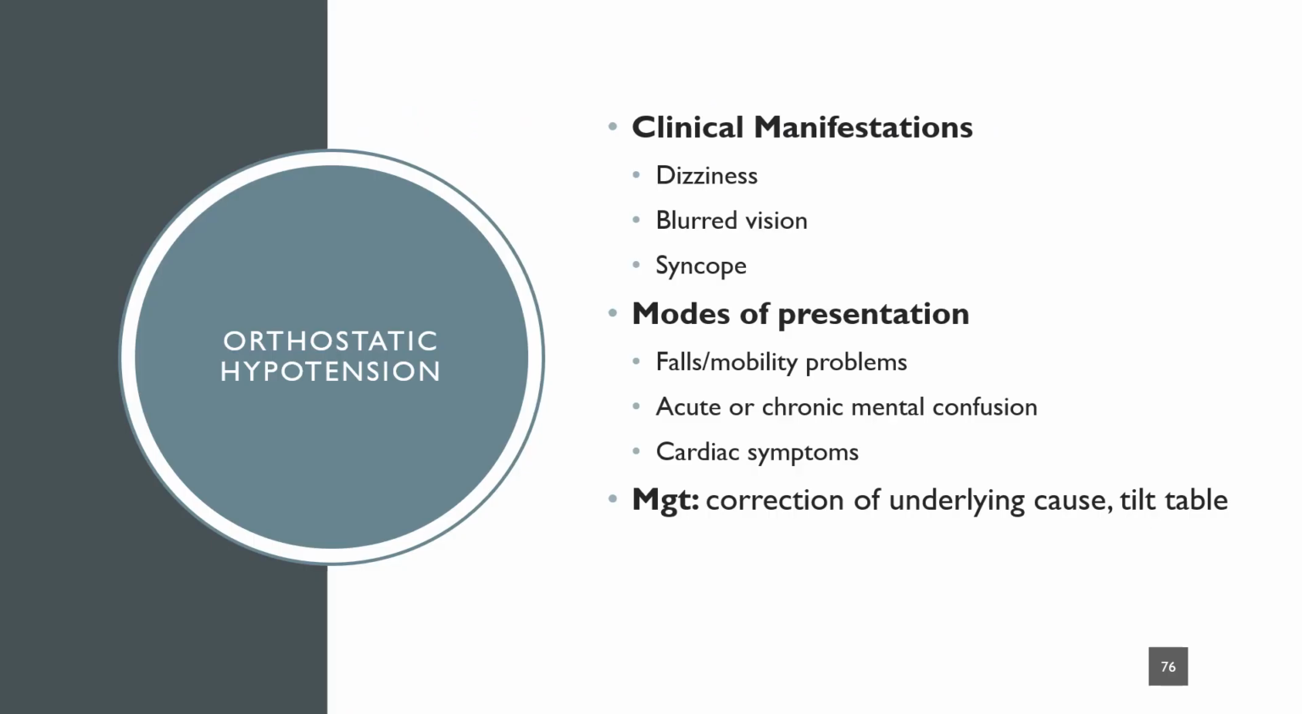There are three main modes of presentation in the older adult. One is falls or mobility problems. Two is acute or chronic mental confusion. And three is cardiac symptoms. Clinical manifestations include dizziness, blurred vision, syncope, falls, mobility problems, acute or chronic mental confusion, and cardiac symptoms.